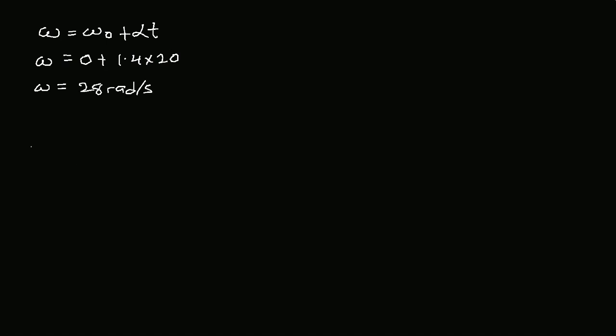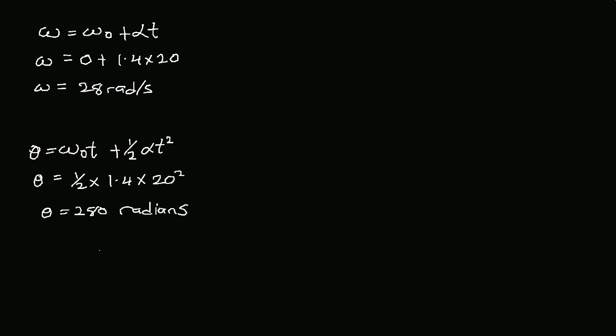To obtain the distance through which the mass has fallen, we can first find the angle through which the pulley has turned within this time. We're going to use the second equation of angular motion. Theta equals omega naught t plus half alpha t squared. Again, omega naught equals 0, so we're left with theta equals 1 over 2 times 1.4 times 20 squared. And we get theta equals 280 radians.